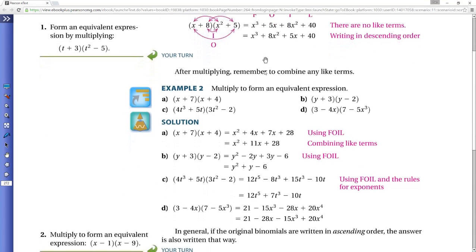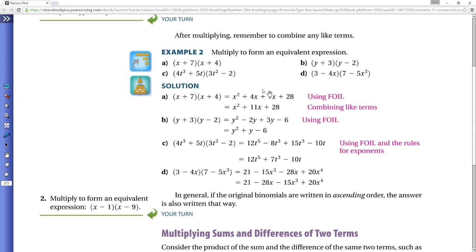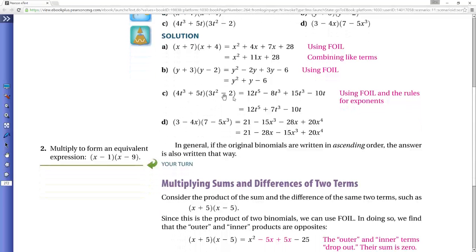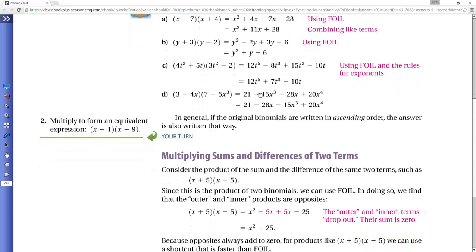So they show some examples here. And notice, here these two middle terms are like. I can actually add those, 4x plus 7x. So the simplified expression here, this trinomial, a three-term expression, would be written like this. Okay. Now here we have a case where even though I have different degrees of the terms or higher exponents, the same idea works. Okay.